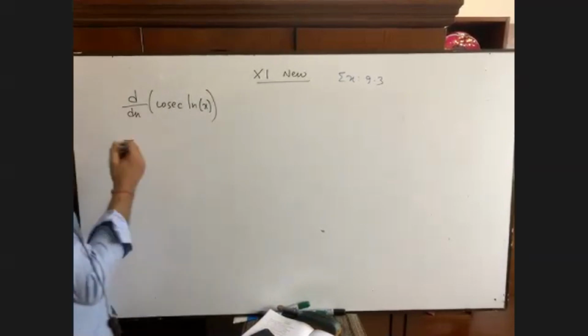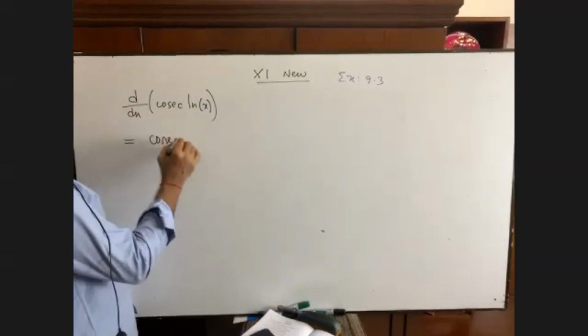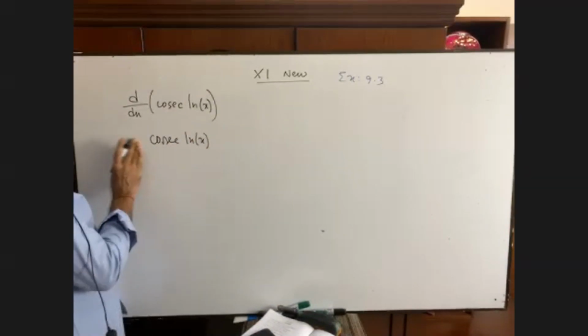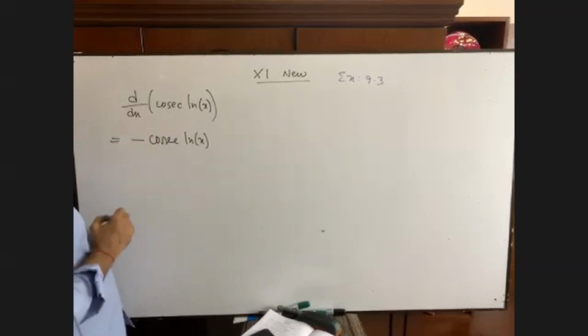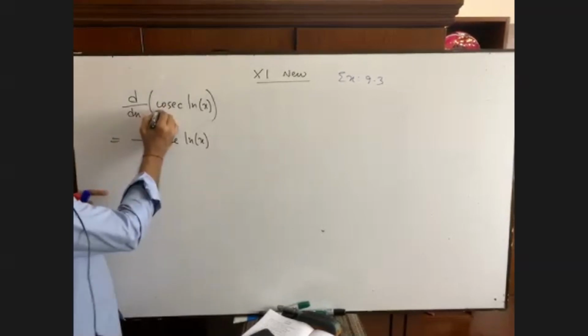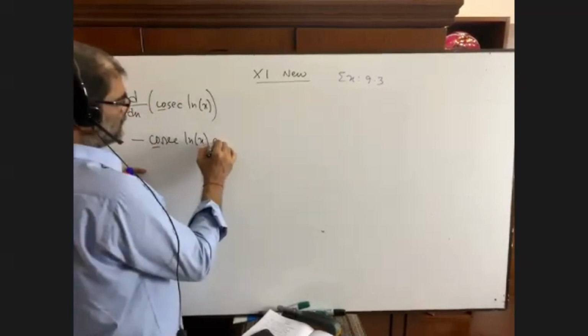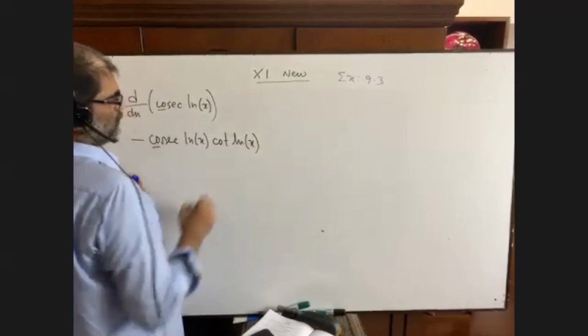And here it is ln x. Cosec ln x into cot ln x. Okay, cosec x, where x is ln x. Cosec x, but there is what? Co. Co means what? Minus. You did not tell me. Co means minus, right? There is co, co means minus. So minus cosec x cot x. It is done.